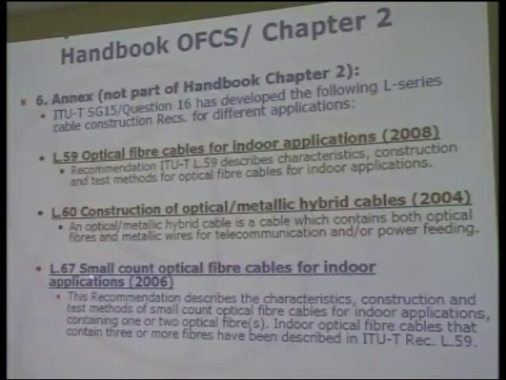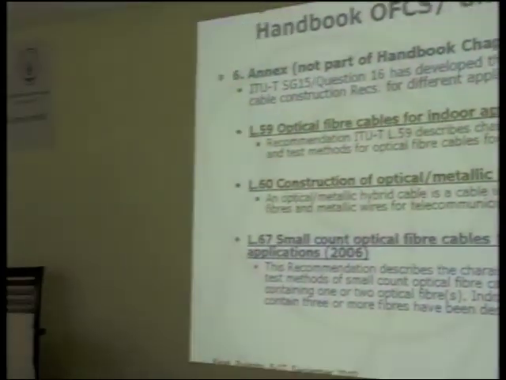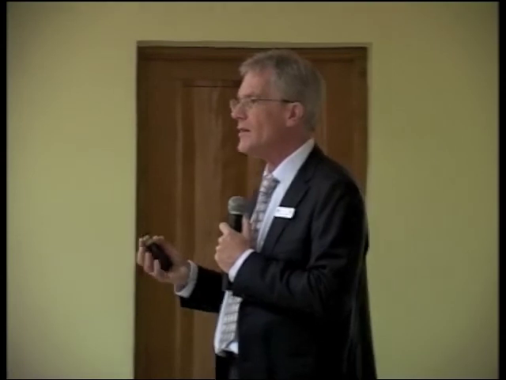Recommendation L67 is for small count optical fiber cables for indoor applications. It is from 2006, so rather new. This recommendation describes characteristics, construction, and test methods for small count optical fiber cables for indoor applications containing one or two optical fibers. Indoor optical cables that contain 3 or more fibers are described in L59. So the cable colleagues obviously found it important to have a separation between small count fiber cables, up to 2, and more than 2 fibers.